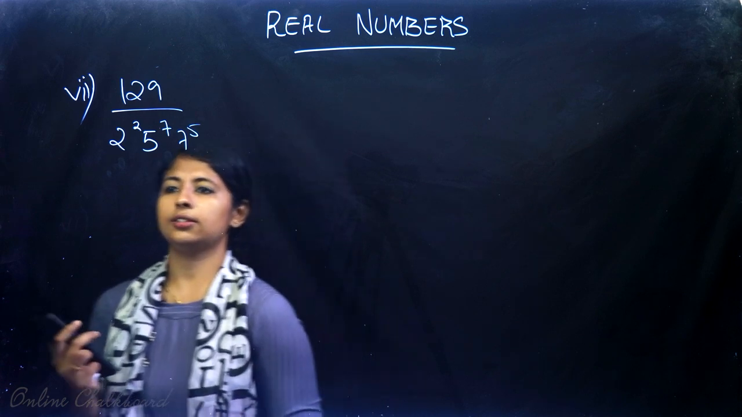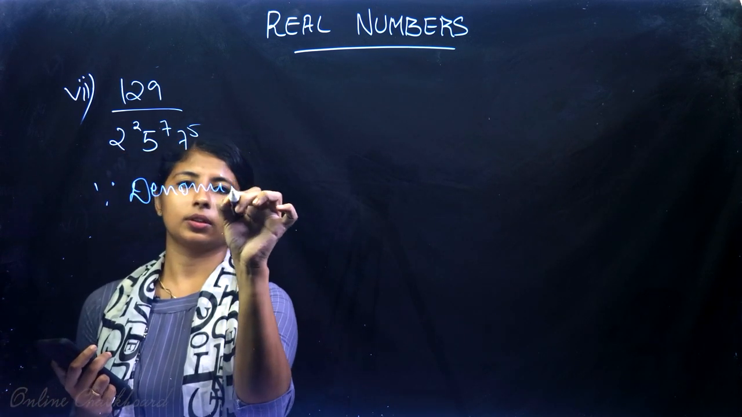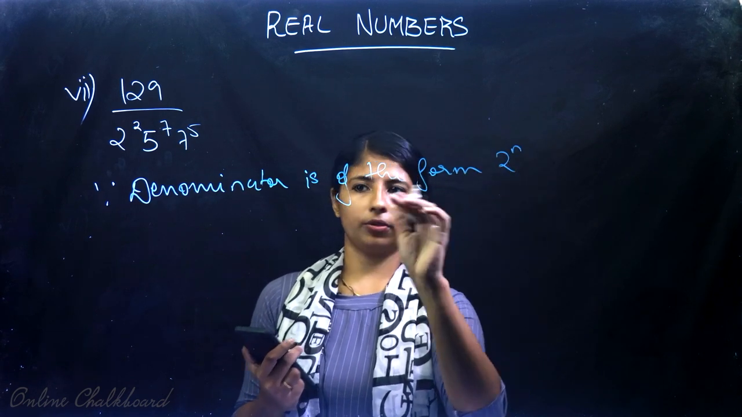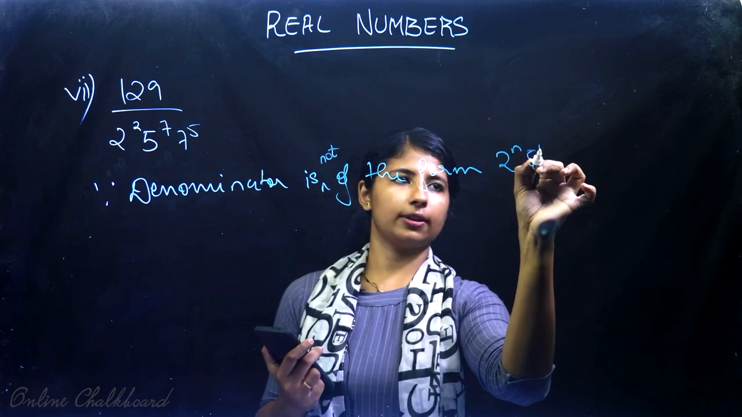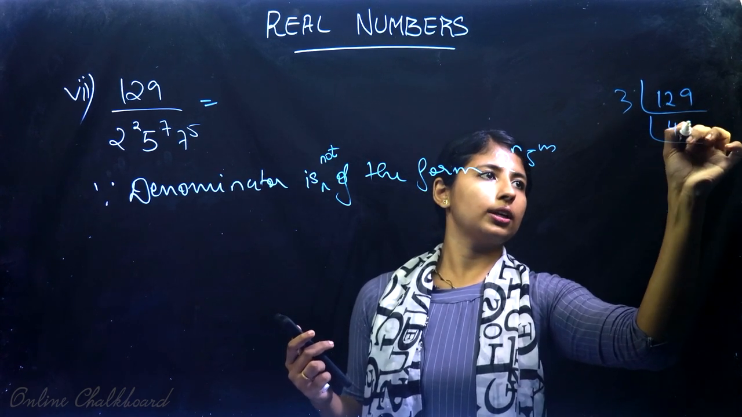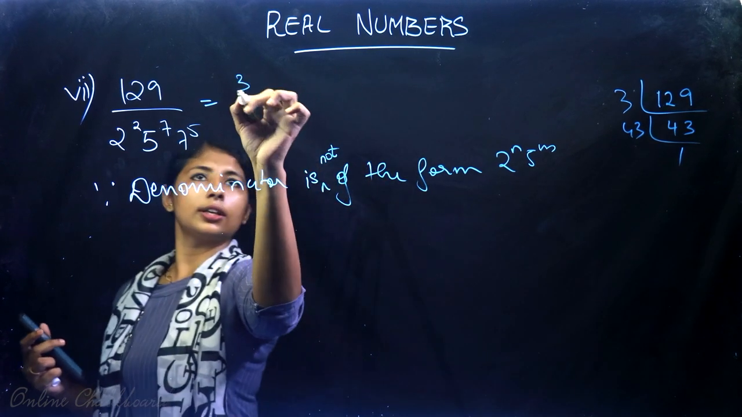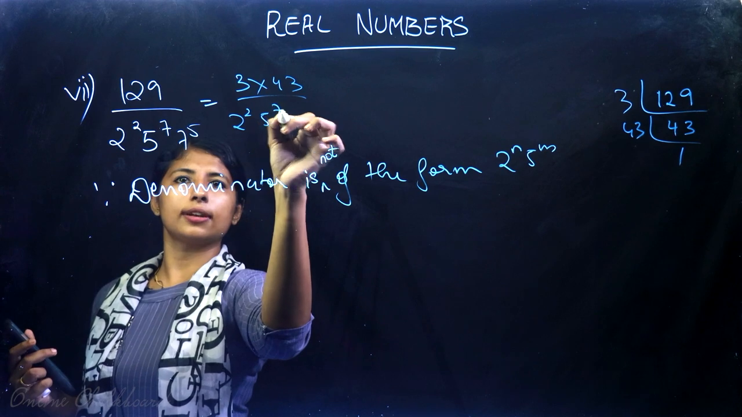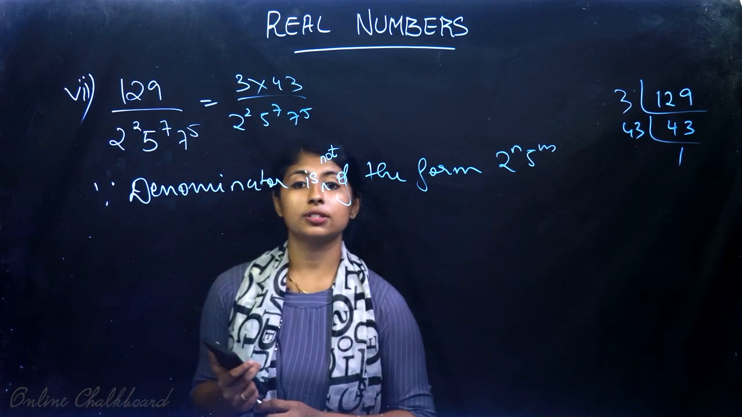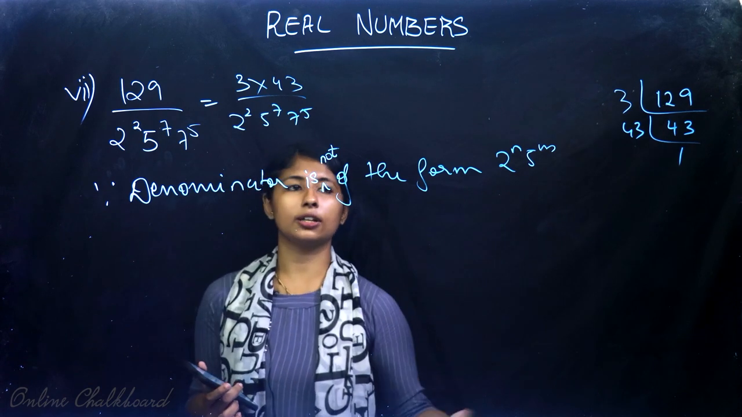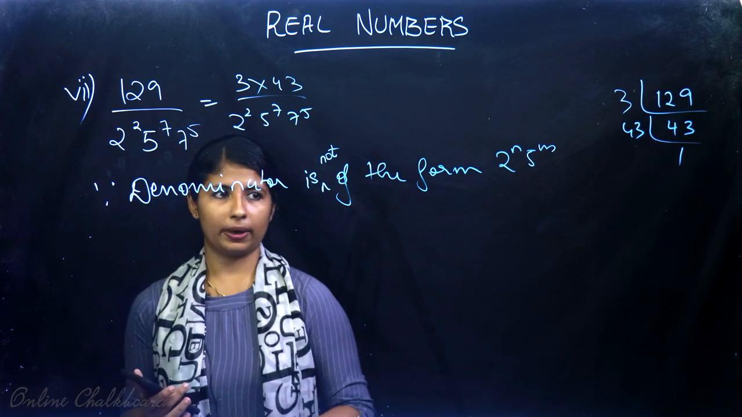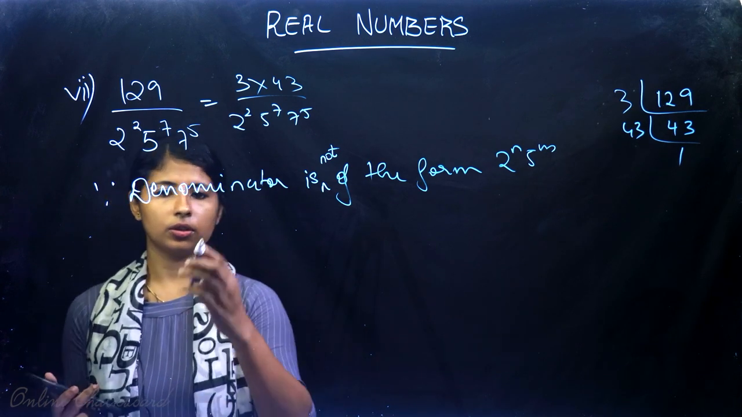So, since the denominator is not of the form 2 raised to n into 5 raised to m. We can even check: 129 is 3 into 43, by 2 raised to 2 into 5 raised to 7 into 7 raised to 5. If we simplify it and check, it remains the same. First of all, we need to simplify it. Then only we can check whether the denominator is of the form 2 raised to n into 5 raised to m. Here it cannot be further simplified, so this is the last expression. P and q should be co-prime. Okay, so we say it's not of the form. Therefore, non-terminating.